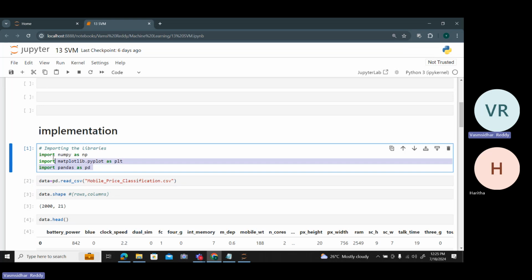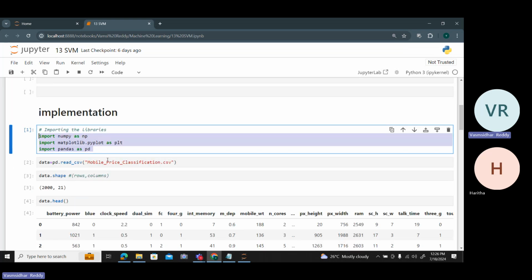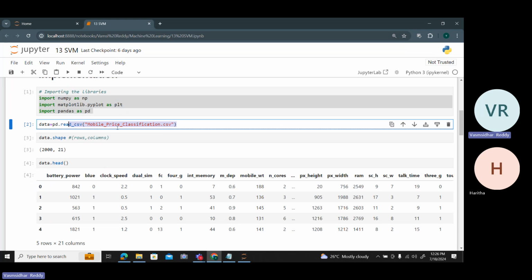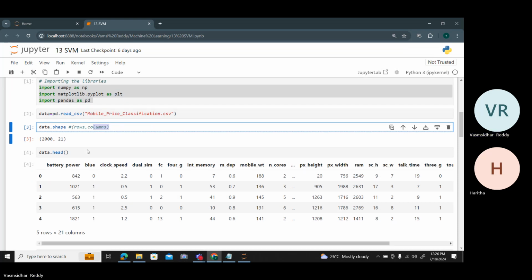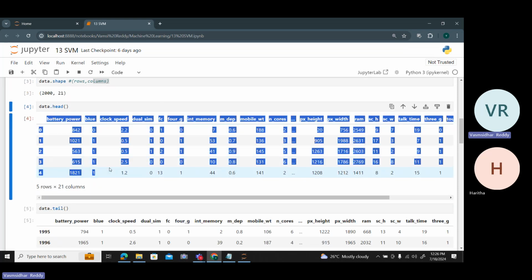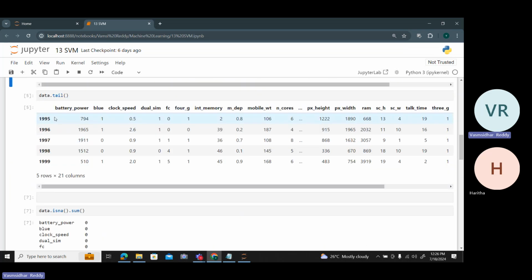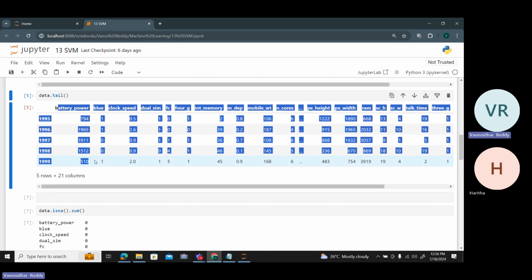Here, for the implementation, we simply use import numpy as np, import pandas as pd. Whatever is required, you can import. Then data equals pd.read_csv of the mobile price classification CSV file. The shape of the file is 2000 rows and 21 columns, and this is the top head, and likewise the bottom tail.